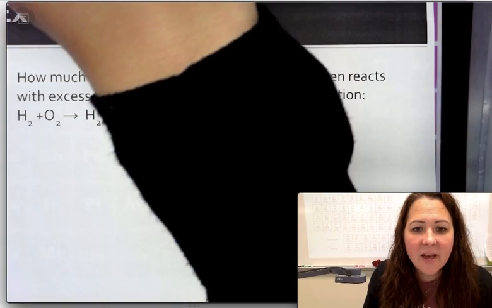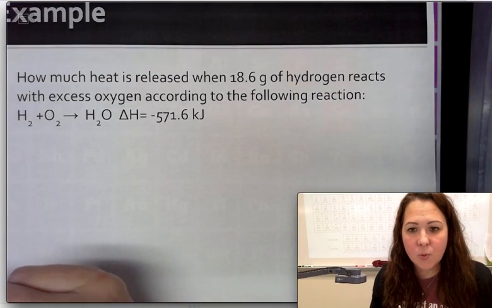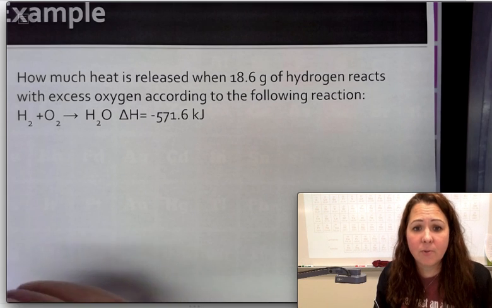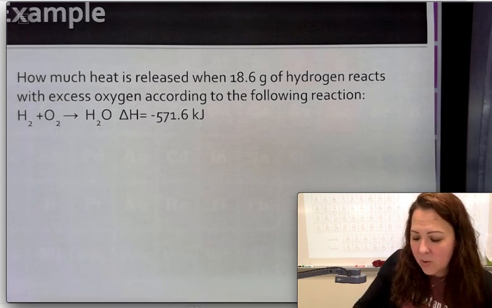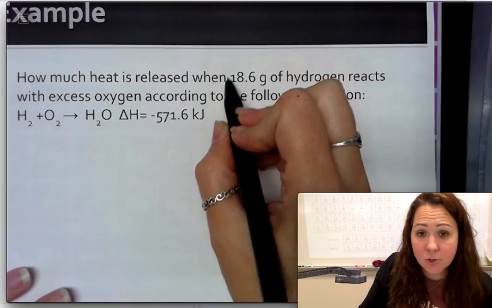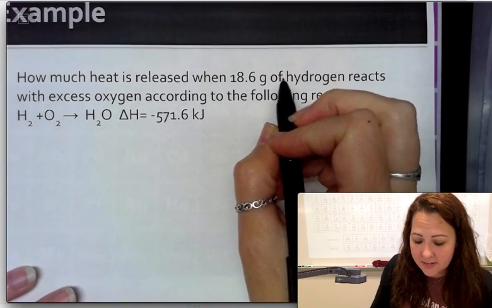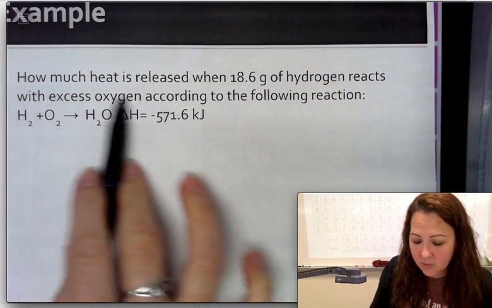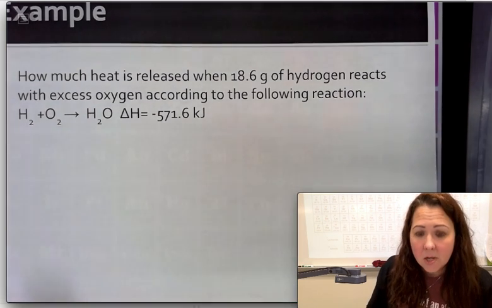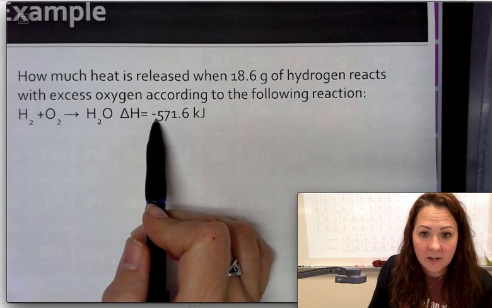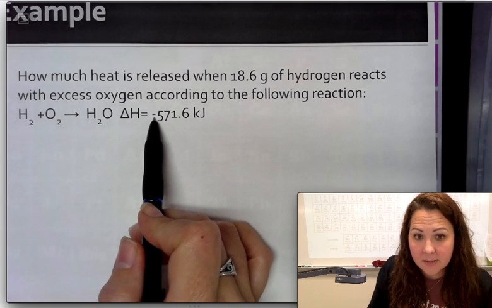In this one, it says how much heat is released when 18.6 grams of hydrogen reacts with excess oxygen according to the following reaction. So this is saying that we have 18.6 grams of hydrogen reacting. We want to know, based off of this reaction with your delta H value given, how much heat is being released. I'm saying released because it's negative right there. If it was absorbed, that would be positive.